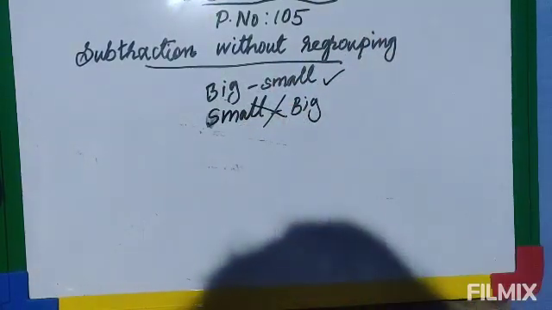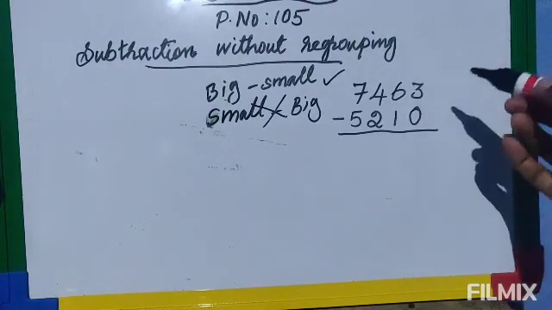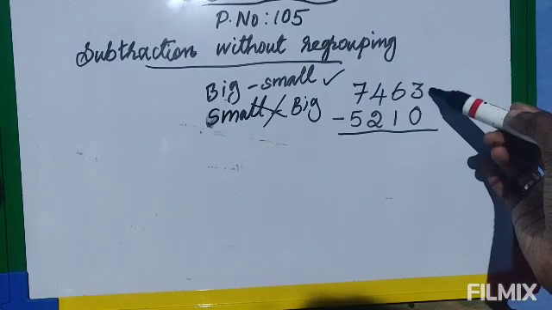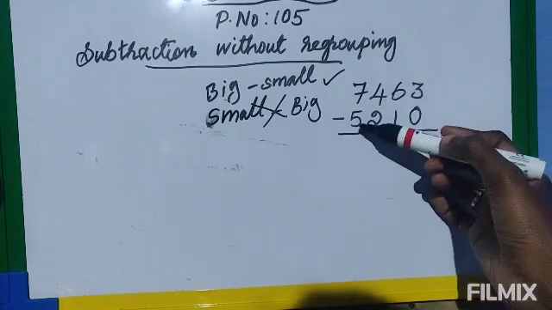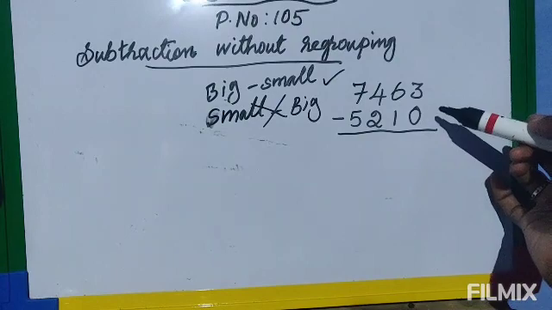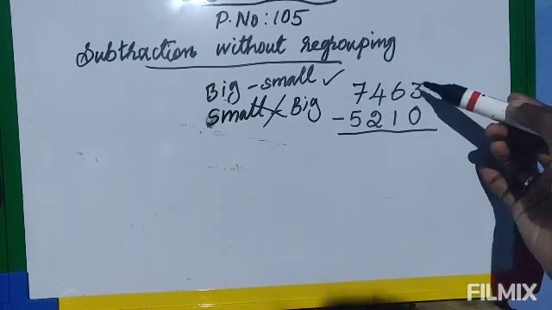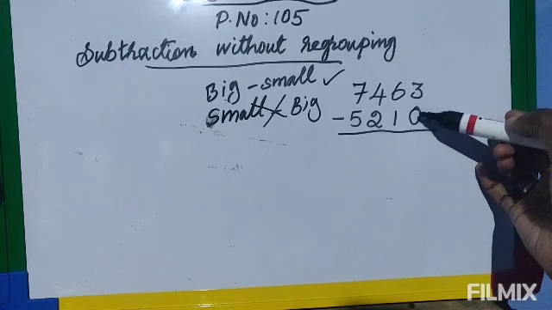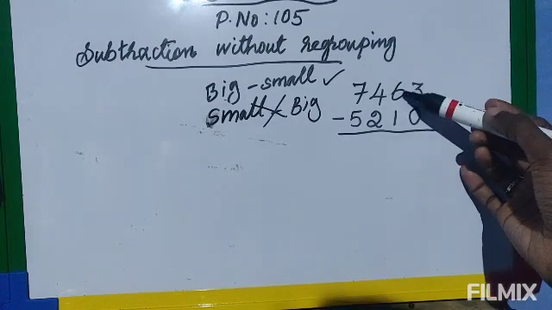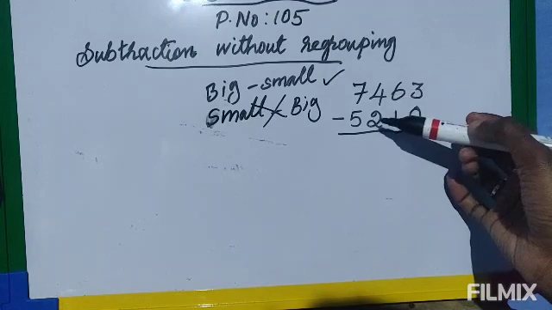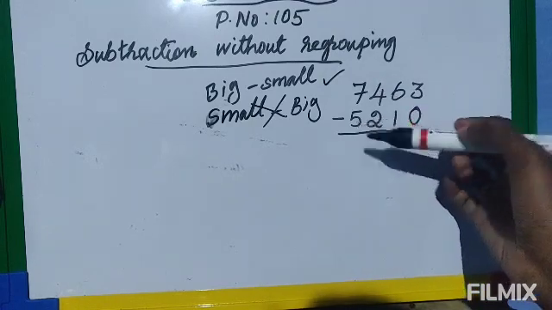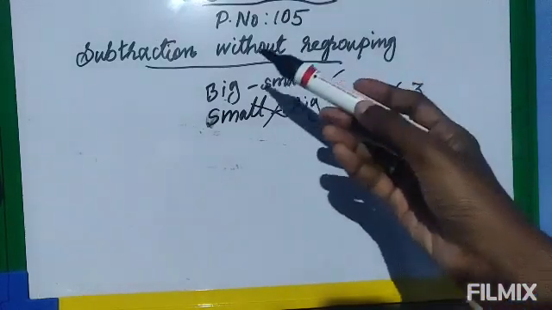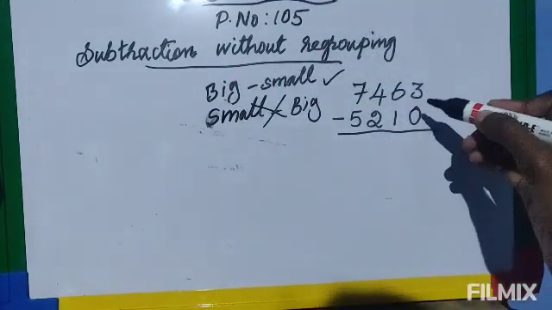Let me give an example. Now you look at this example. Here the minuend is 7463, the subtrahend is 5210. If we compare the digits in the minuend and the subtrahend, 3 is bigger, 0 is smaller, 6 is bigger, 1 is smaller, 4 is bigger, 2 is smaller, 7 is bigger, 5 is smaller. So this is very easy, and this is called a normal subtraction. We call it subtraction without regrouping.